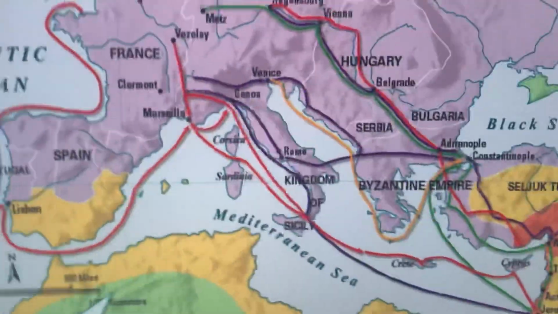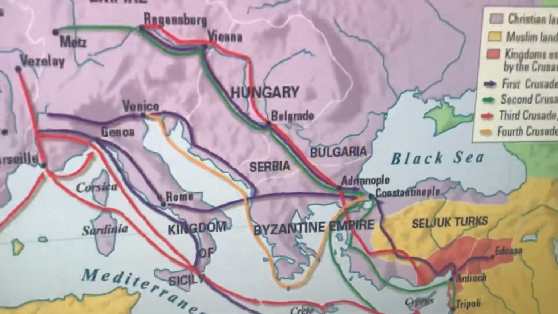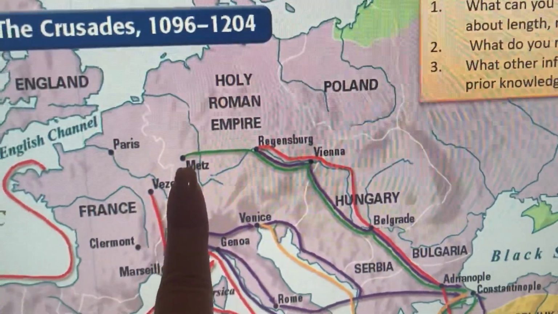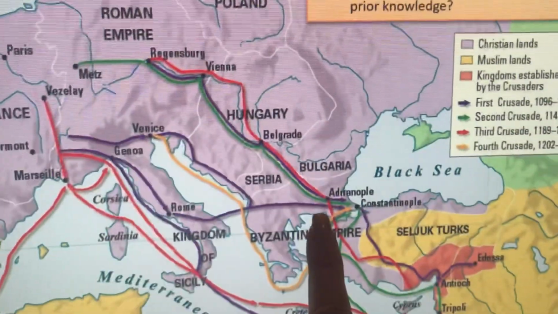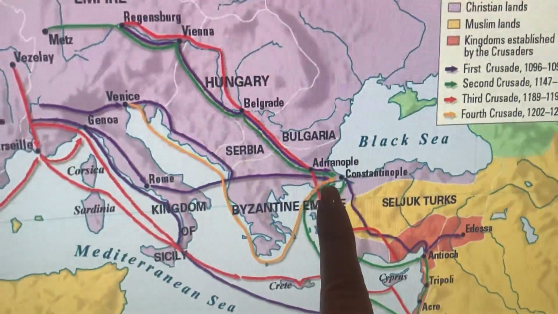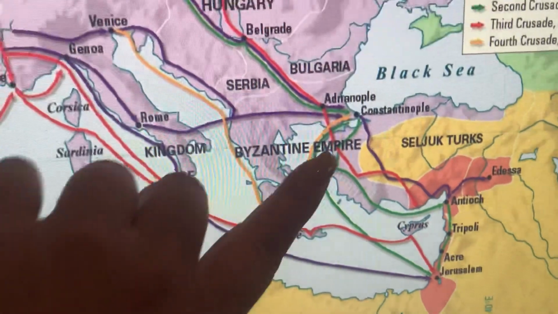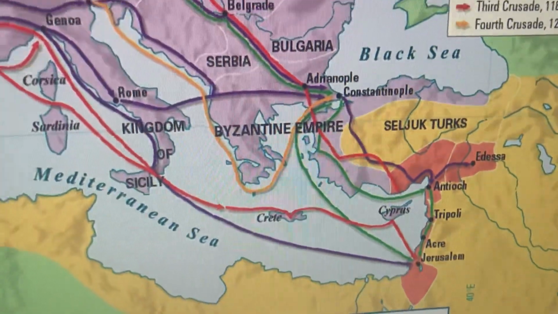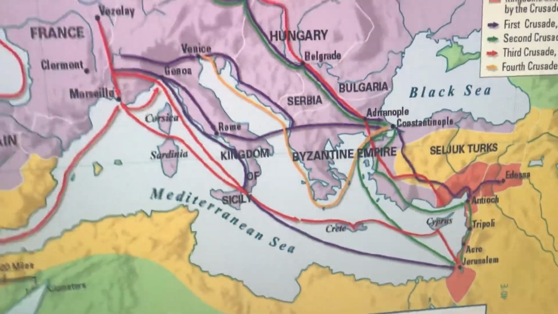Then take the next one, which would be the green route, which was the Second Crusade. You can see we start higher up in Europe this time, and there is just one set of Crusaders, and they work their way down into Constantinople, where they break off into a set that goes to here and a set that makes it to Jerusalem. So there's your Second Crusade.